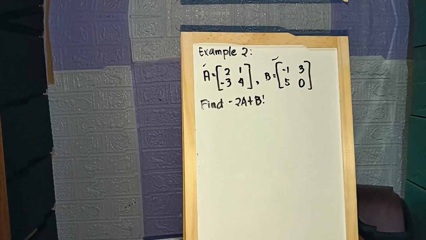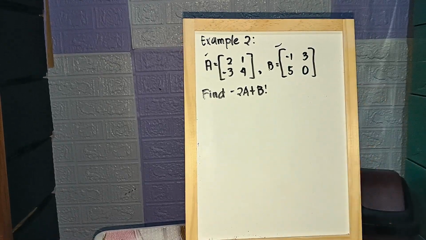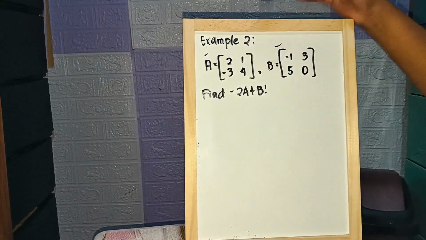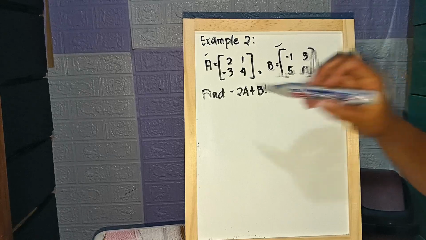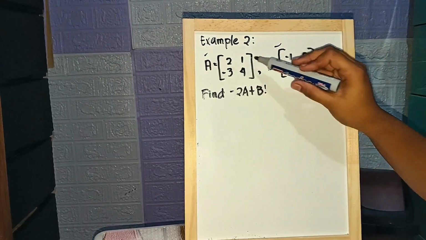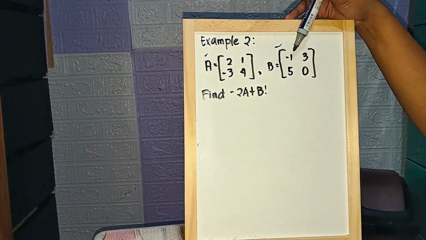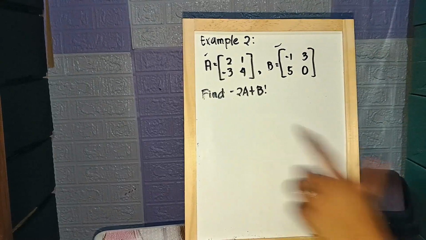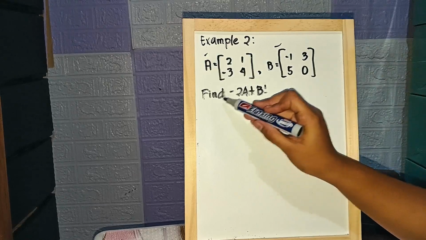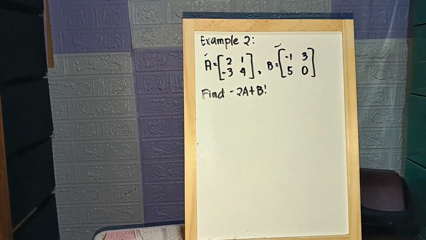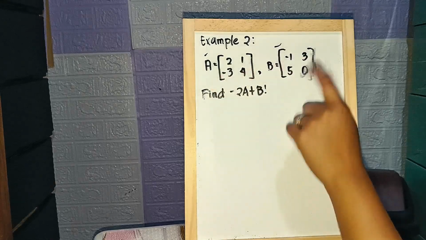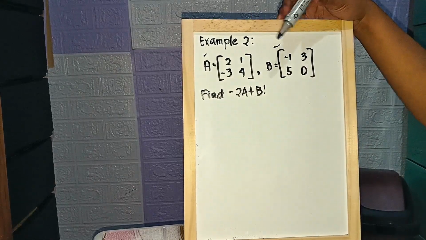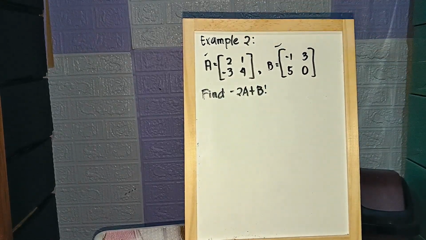Okay, for our example 2, we have two matrices, matrix A and matrix B. Our matrix A, that's 2, negative 3, 1, and 4. Our matrix B, that's negative 1, 3, 5, and 0. So let's go and find negative 2A plus B. As we can see, we have 2 by 2 matrices, 2 rows and 2 columns.